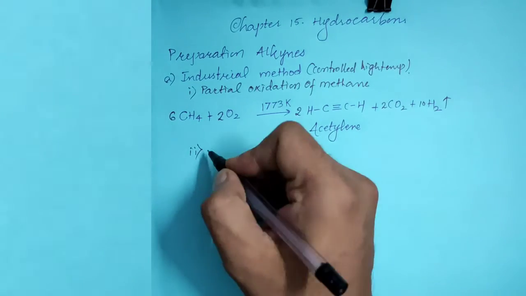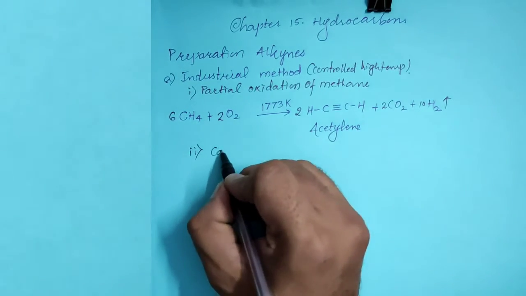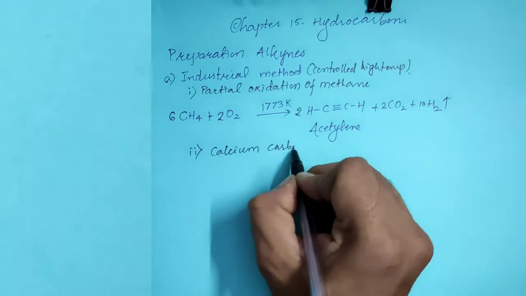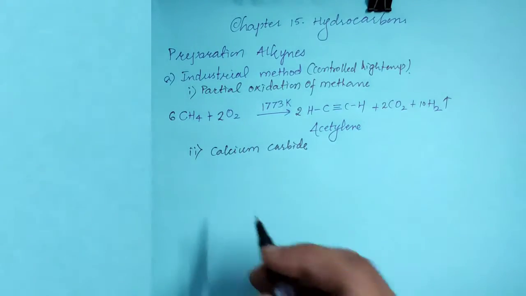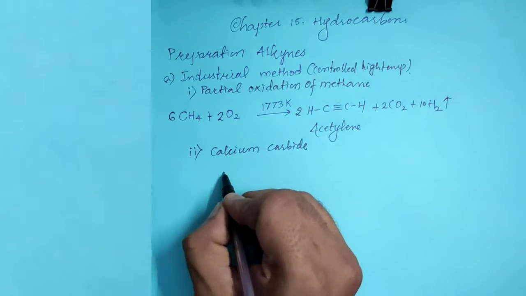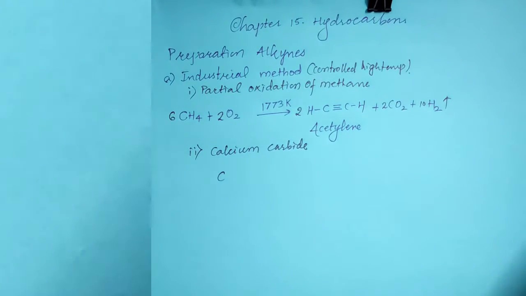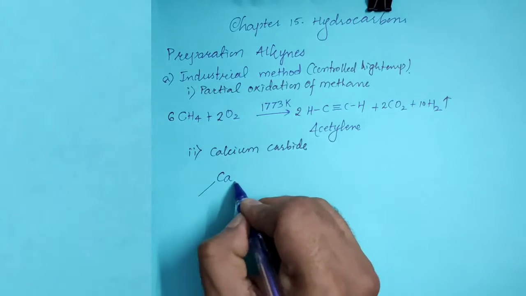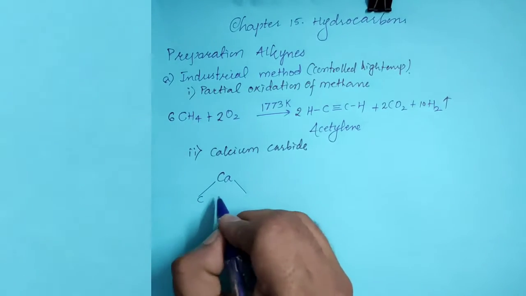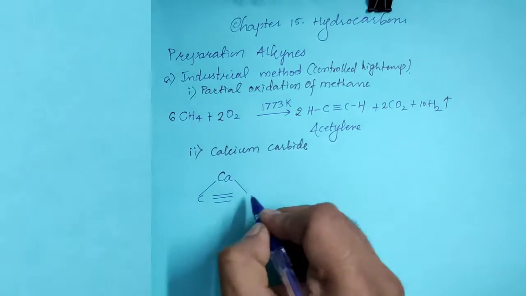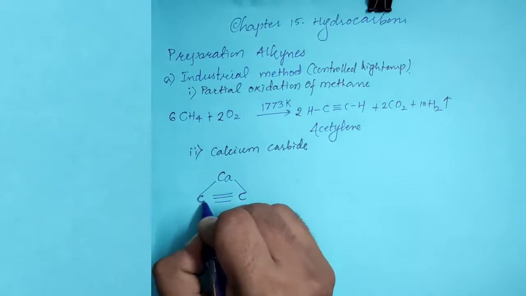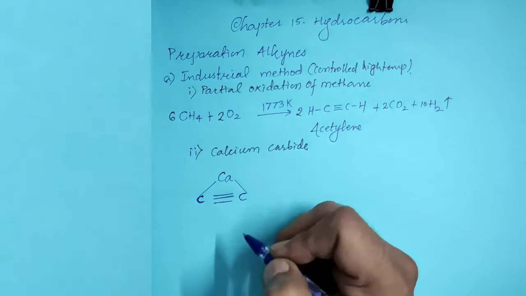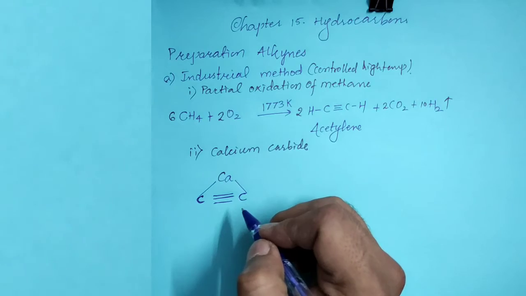The second method is from calcium carbide. This we have seen in the PPT. Calcium carbide. The structure of calcium carbide can be written in this way. Ca, the valency of calcium is 2, and the valency of carbon is 4. C triple bond C, and that is carbon. Calcium. Here we will do the hydrolysis of calcium carbide.